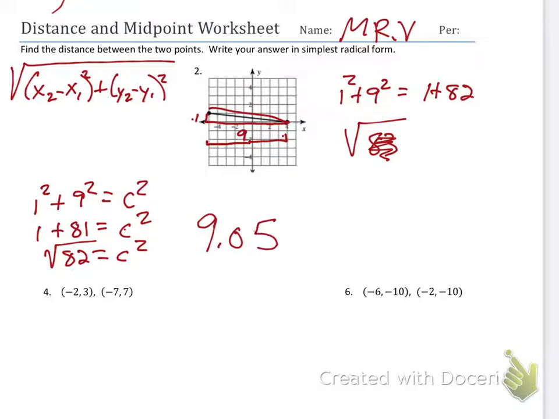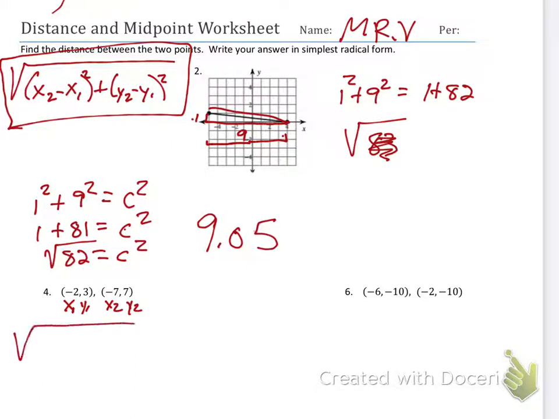All right, so for 4, now we have points here. So that's where this equation is going to come in. All I'm going to do is label it: this is x1, y1, x2, y2. I'm going to take those and plug them in. So start off with my radical, and I'm going to have x2, which is negative 7, minus x1, which is a negative 2, squared, plus y2, which is 7, minus y1, which is 3, squared.